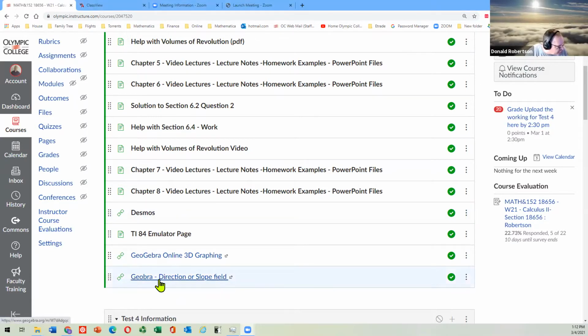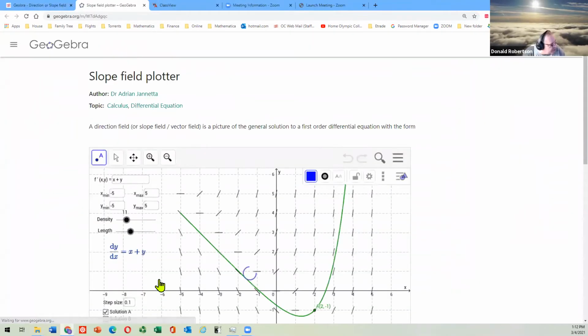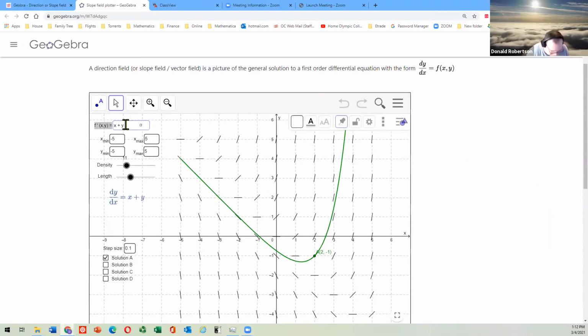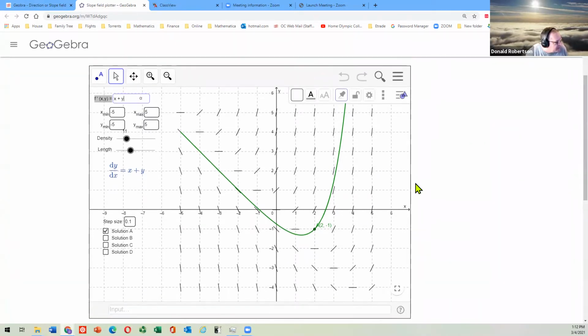This is the software that you're going to use for all these direction fields. Now, you put up here whatever the equation is. Actually, isn't that my x plus y equation that I did a few minutes ago? Can you see all the little lines that represent the slopes at given points? You see them all here?